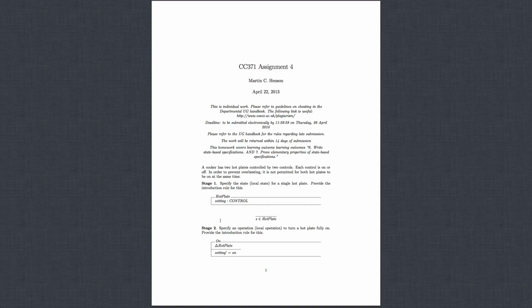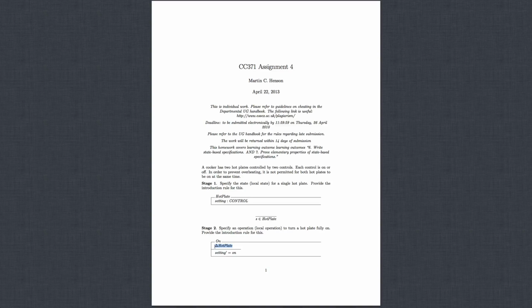Now, the next stage is to specify an operation, a local operation, which would turn the hot plate fully on. That's all we were told, just specify an operation to turn the hot plate fully on and to provide an introduction rule. Okay, so first of all, the declaration is delta hot plate. That's to say, and as you know, it's shorthand for hot plate conjoined with hot plate prime. So there are two declarations here.